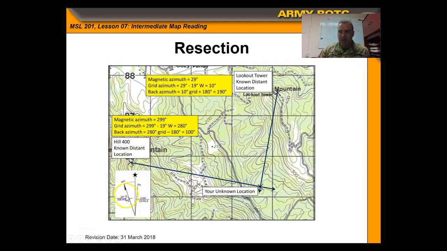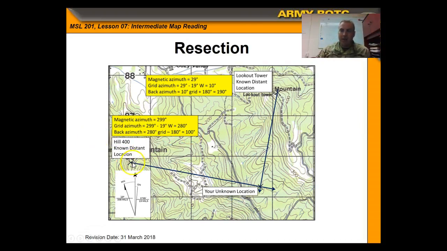Again, pay attention to this. In order to convert from magnetic to grid, you subtract 19 degrees. So 299 minus 19 degrees, and you get 280 degrees. Now, you're not done yet. Now, to get your back azimuth, you have to subtract 180 degrees. Since we are at a greater than 180 degrees azimuth, subtract 180 degrees, and you'll get 100 degrees.